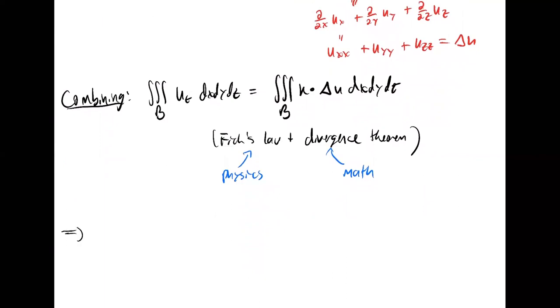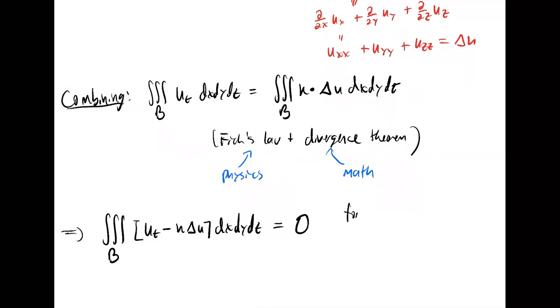Remember that if you take a difference of integrals over the same domain, it's the same thing as integrating the difference. So this implies that the triple integral on the ball B of ut minus some constant k times the Laplacian of u has to equal 0. So notice we haven't used any property about the ball B except that it's a ball. And so this is for any ball.